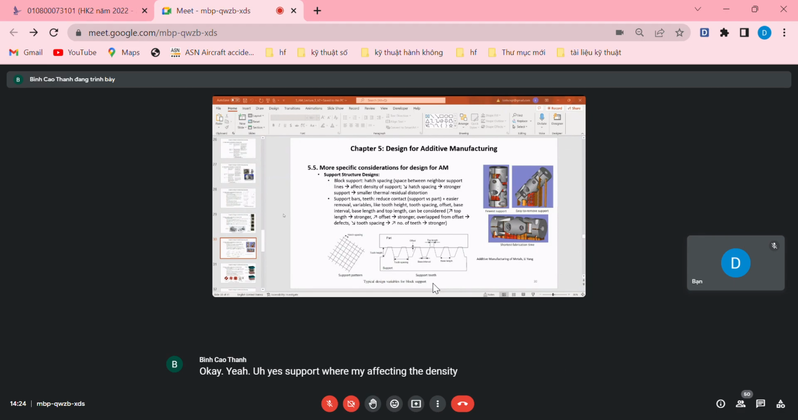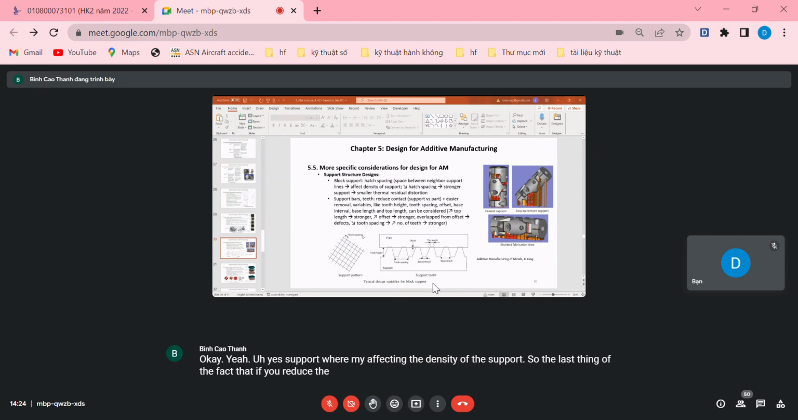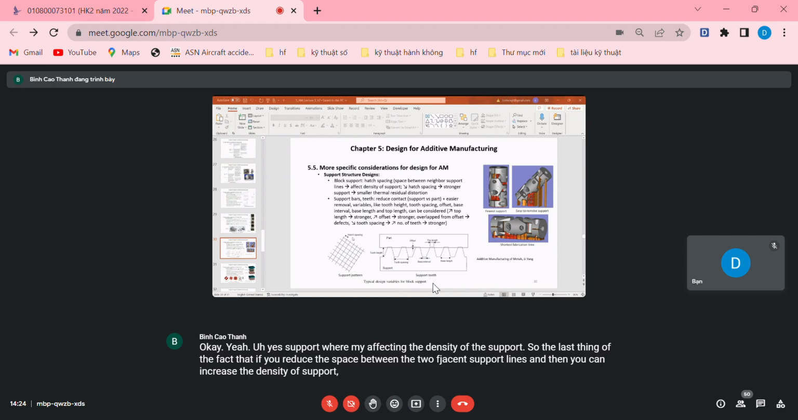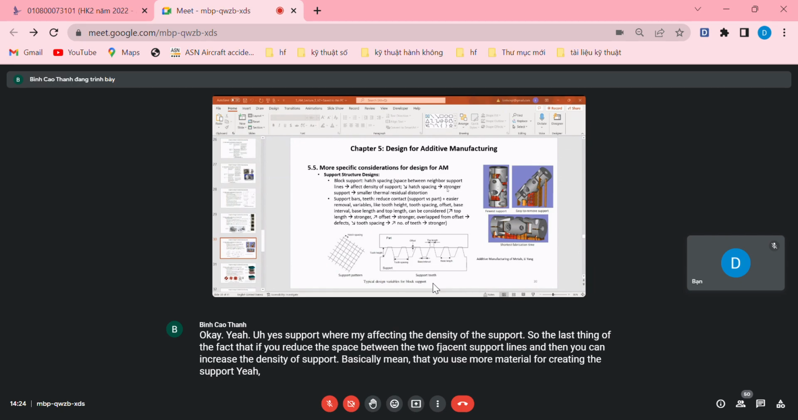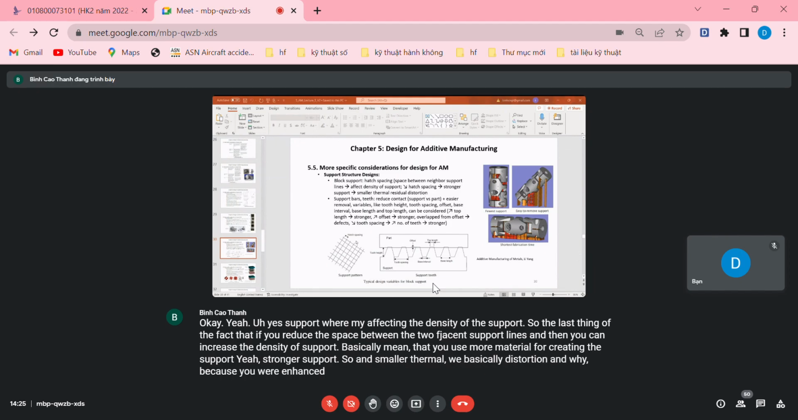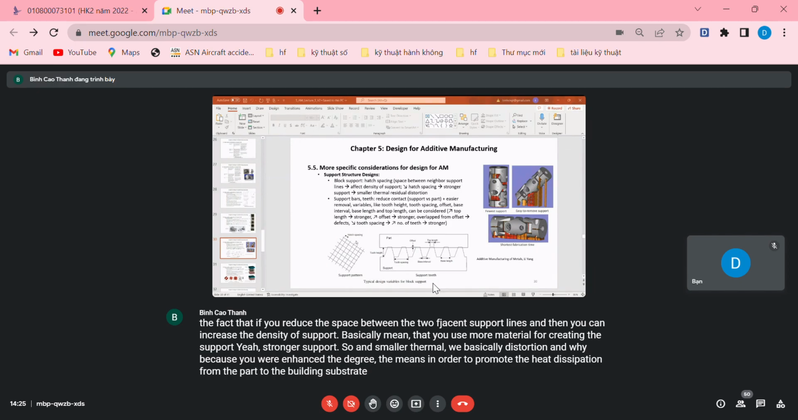Affecting the density of the support. So let's think of the fact that if you reduce the space between the two adjacent support lines, then you can increase the density of support, which means that you use more material for creating the support. Stronger support, and smaller thermal residual distortion. Why? Because you enhance the means to promote the heat dissipation from the part to the building substrate, and therefore you reduce the level of thermal gradient in the part.